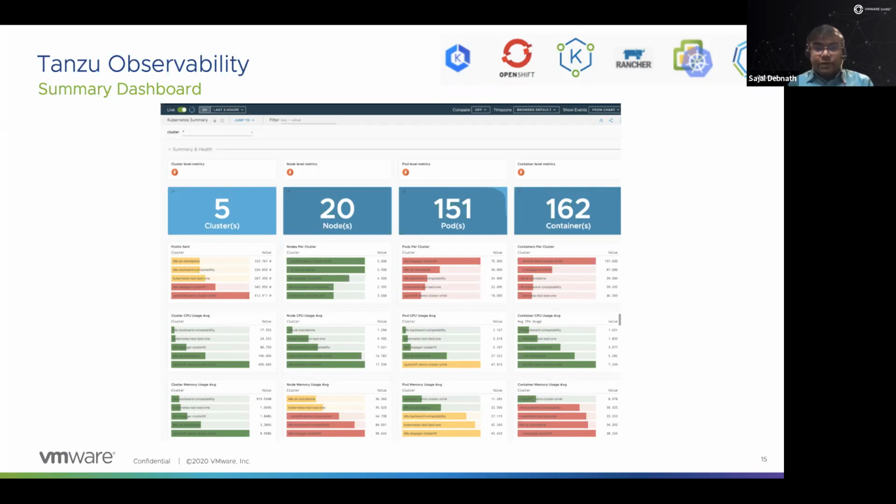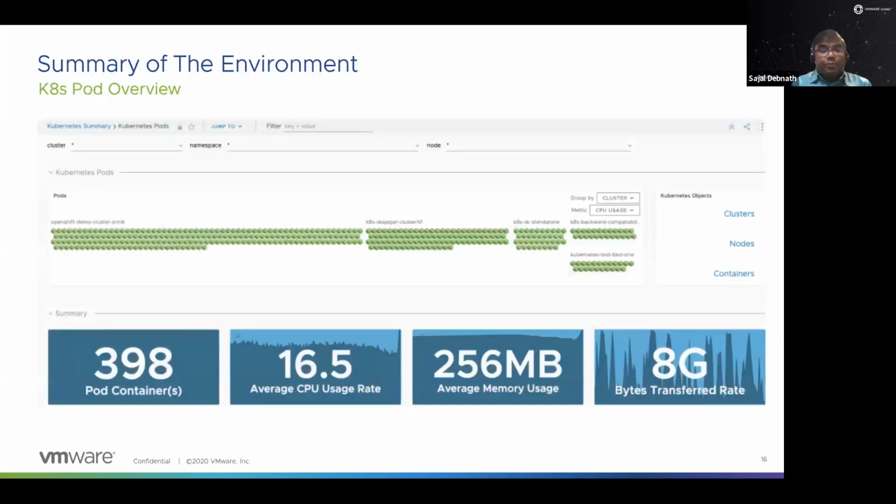So cluster level metrics, node level metrics, and then pod level or container level, and it's clickable. You can dig down deep into it. I'm just showing a screenshot here of a summary dashboard, but you can really make your own queries out of it. Out of the box, it supports 200,000 endpoints, and I'm just going through the summary pages. Say, pod overview, which says how many pod containers, what's the average CPU usage. But you can really dig down into a particular cluster, particular namespace, or even a particular node to find out exactly what's happening, different parameters for that node.